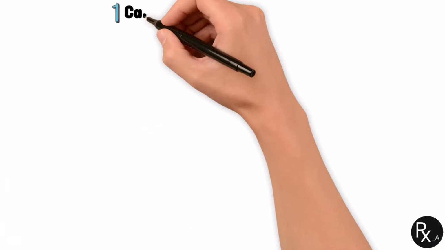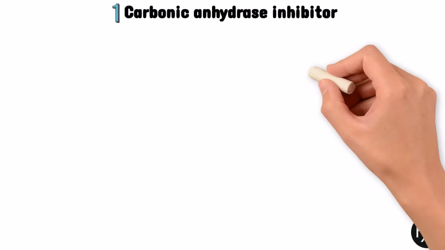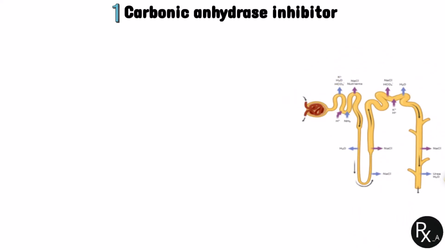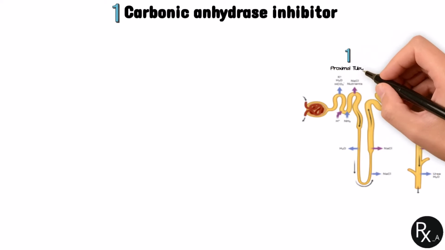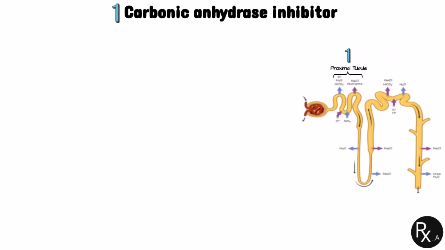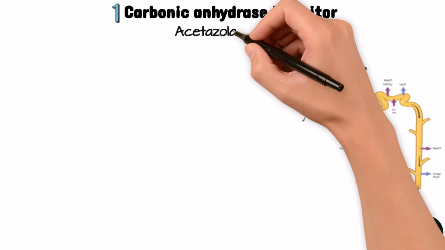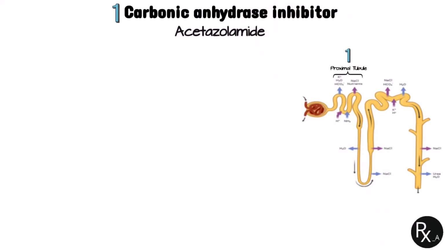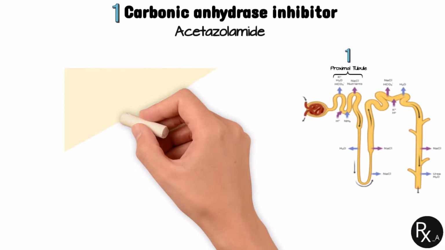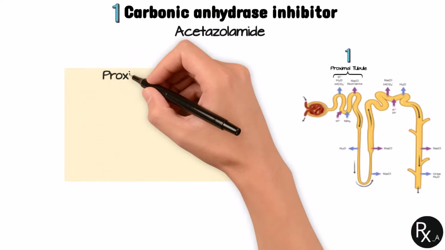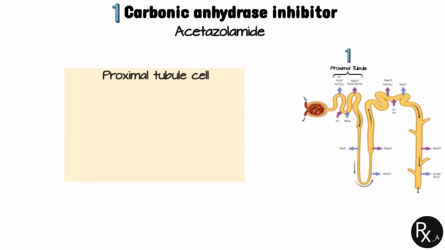Let's start by discussing carbonic anhydrase inhibitors, which primarily cause their diuretic effect by decreasing the reabsorption of bicarbonate in the proximal convoluted tubule. Currently, acetazolamide is one of the most widely used medications in this class. However, because of its relatively limited diuretic effect, acetazolamide is frequently used for its other pharmacologic actions. To better understand how these agents work, let's focus on the proximal tubule epithelial cell.